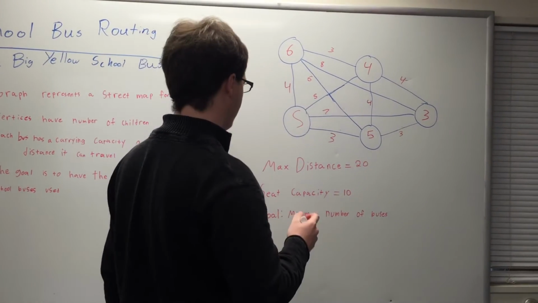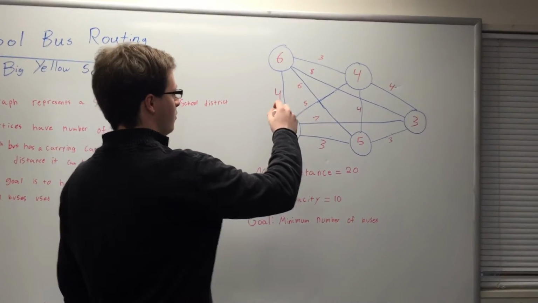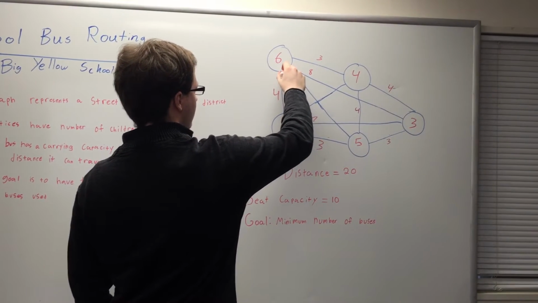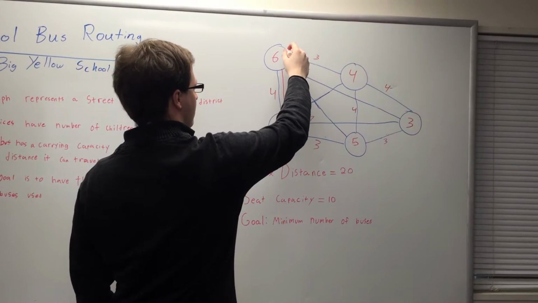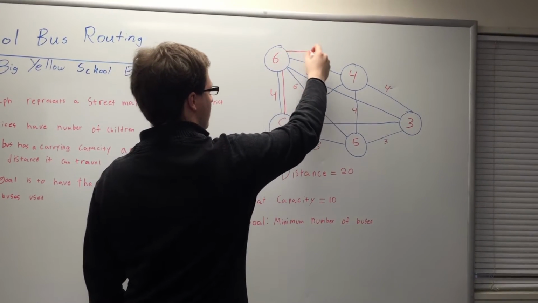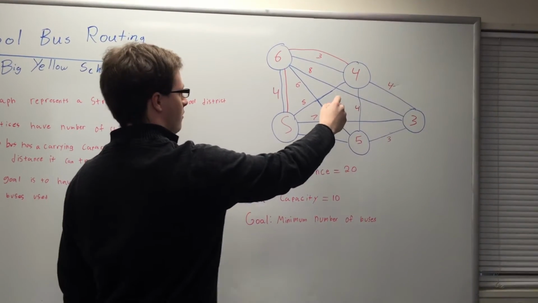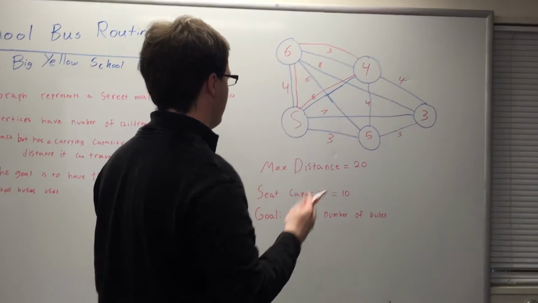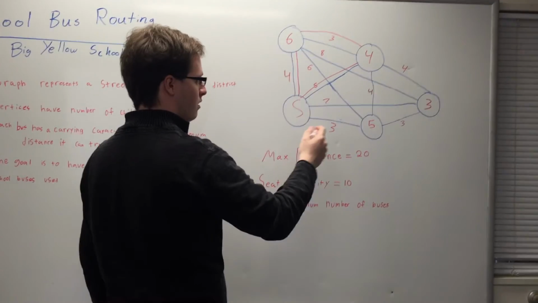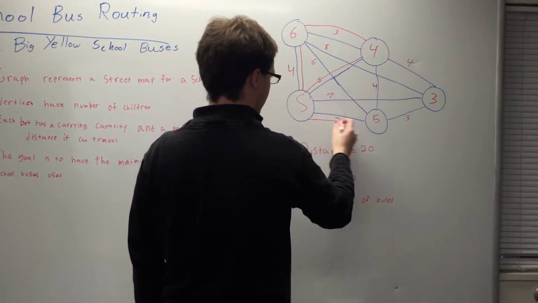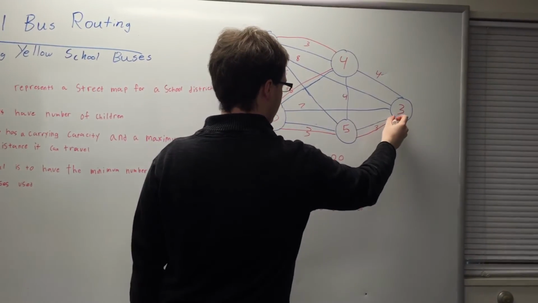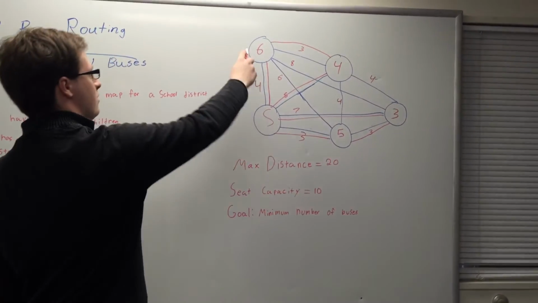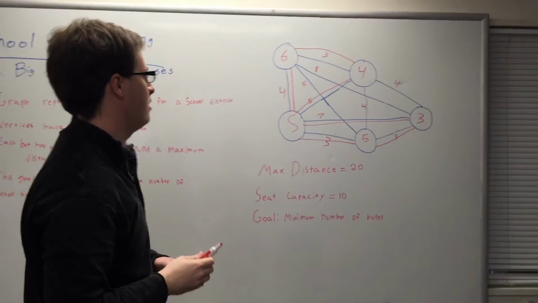So a possible route would be to go from the school to here, from that vertice, once you've picked up the 6 children, to here, get the other 4, and then go back to the school. You then have those children picked up. You can have another route from here, pick up these children, and return. Now, for this, you picked up the maximum carrying capacity of 10 children.